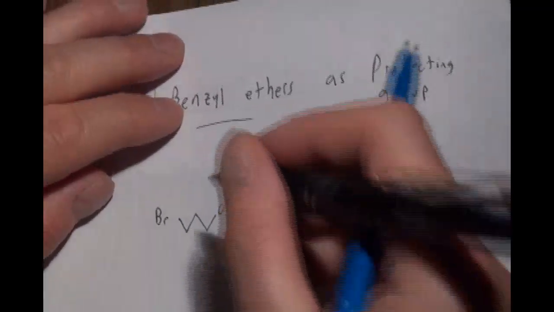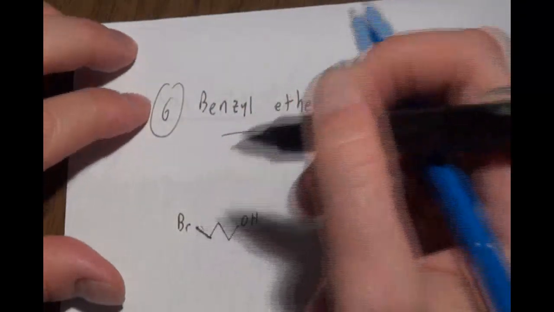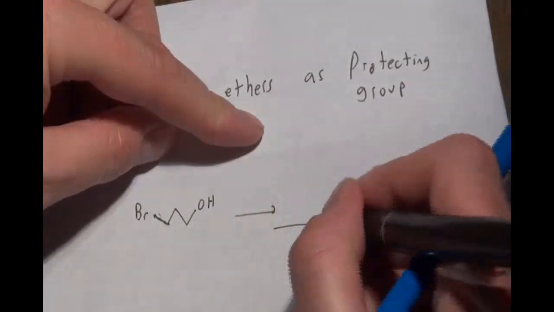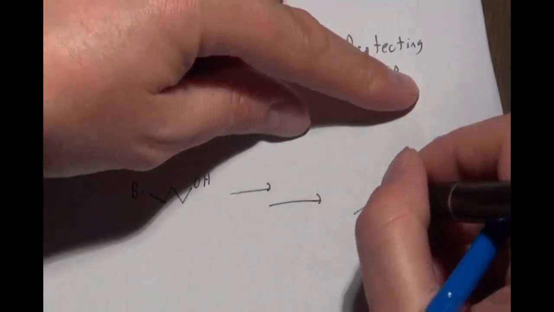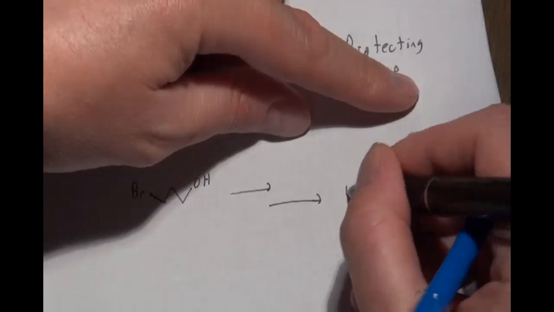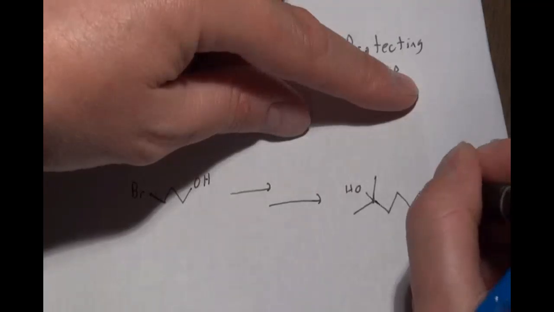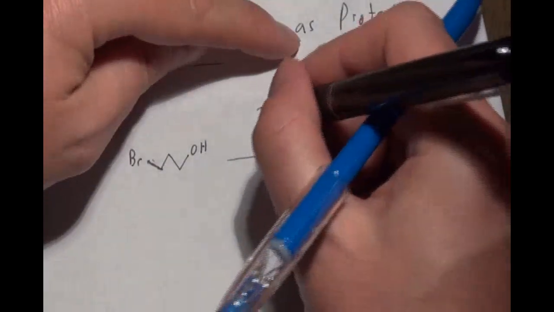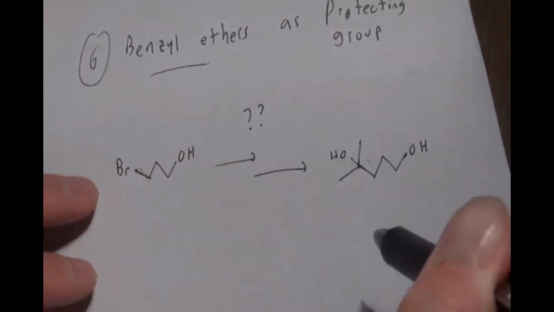So we're going to react this alcohol, this bromo alcohol, and we're going to transform it into this alcohol, this dialcohol. All right, so how are we going to do this crazy synthesis? We're going to try to highlight the use of a benzyl ether as a protecting group.